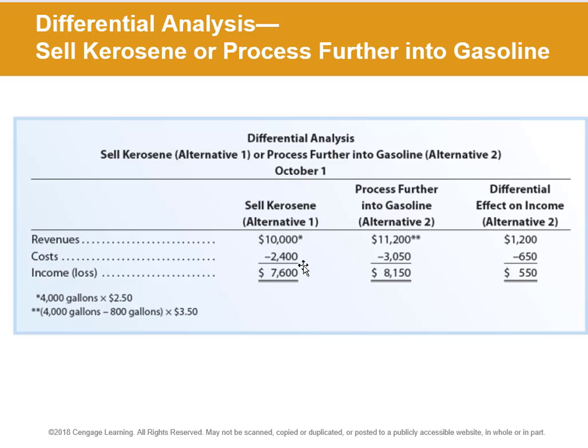And the cost: just to do the kerosene was $2,400. If we process it further, it's $3,050. So that was a $650 difference. We'll make more money if we process it further and sell it for gas. There's your net income.